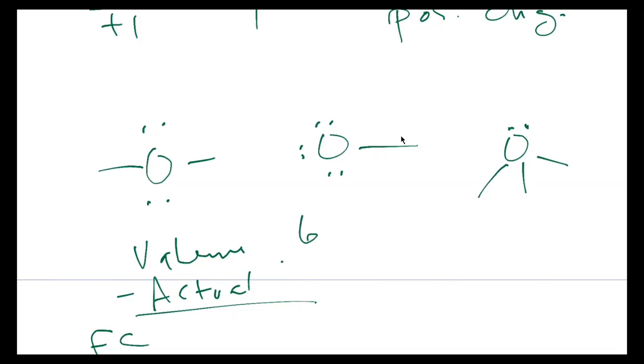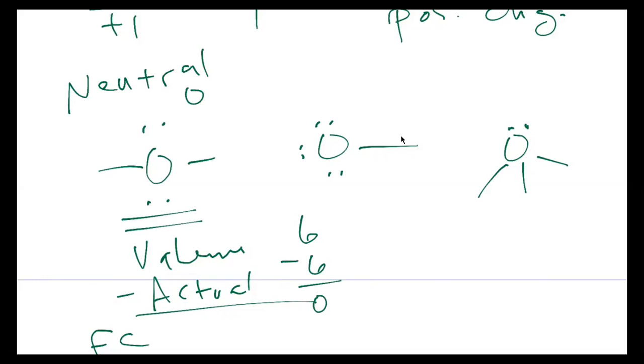So 6 minus, and then how many are around it in this example right here? 6. Good. So the formal charge here is 0. This is neutral. A neutral oxygen is going to have 2 bonds to it and 2 lone pairs. Y'all following that? Does that make sense?